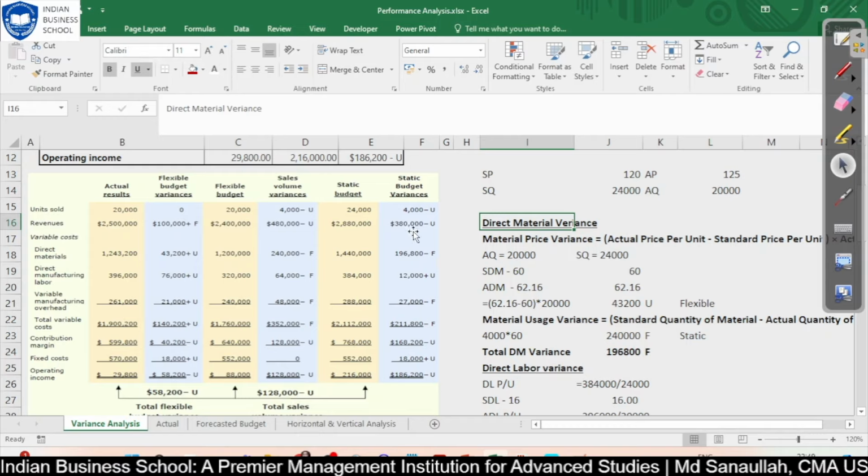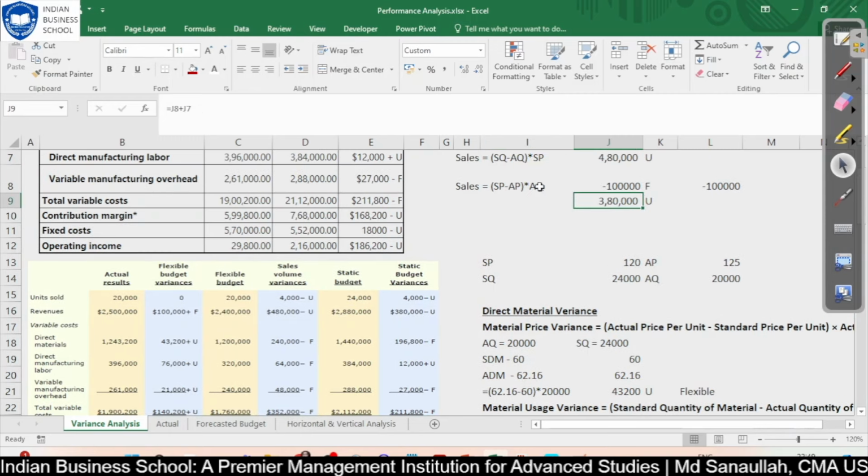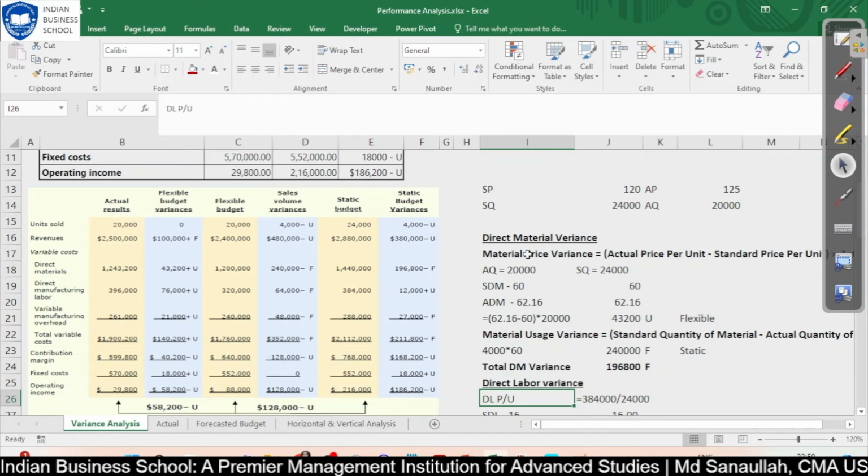Okay, and this is the overall difference, when you consider the flexible budget difference and the static budget difference, so the average difference you will get here. Okay, so this is the main case, like how we are getting 380 after considering our price variance and quantity variance, then we are getting our actual variance, so that amount is coming here. Okay, so now we will try to calculate direct material variance.